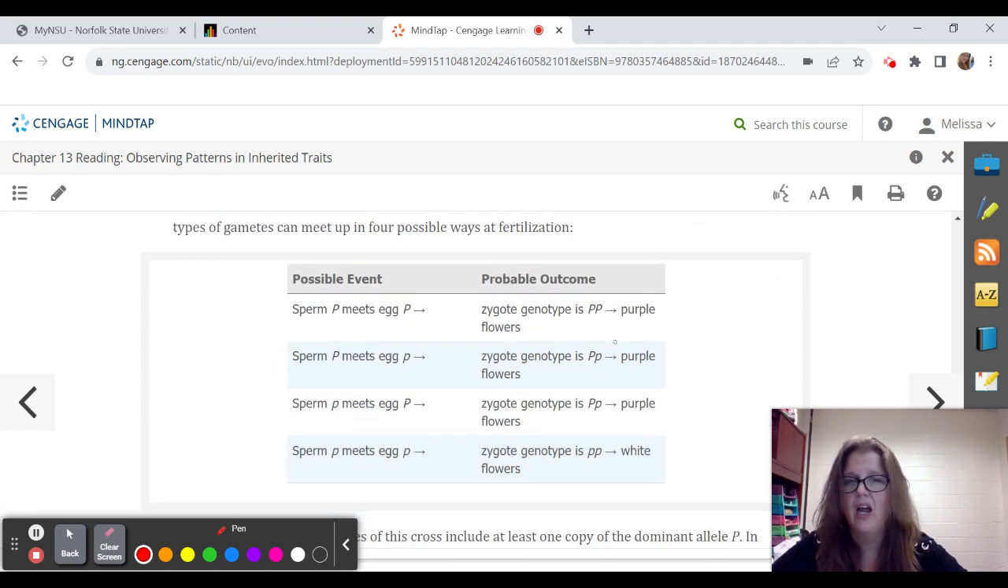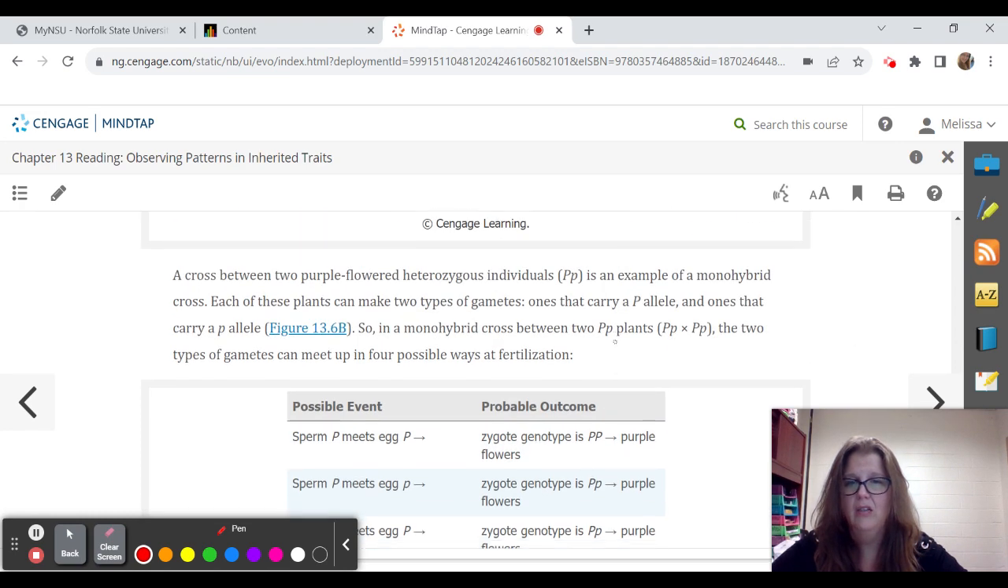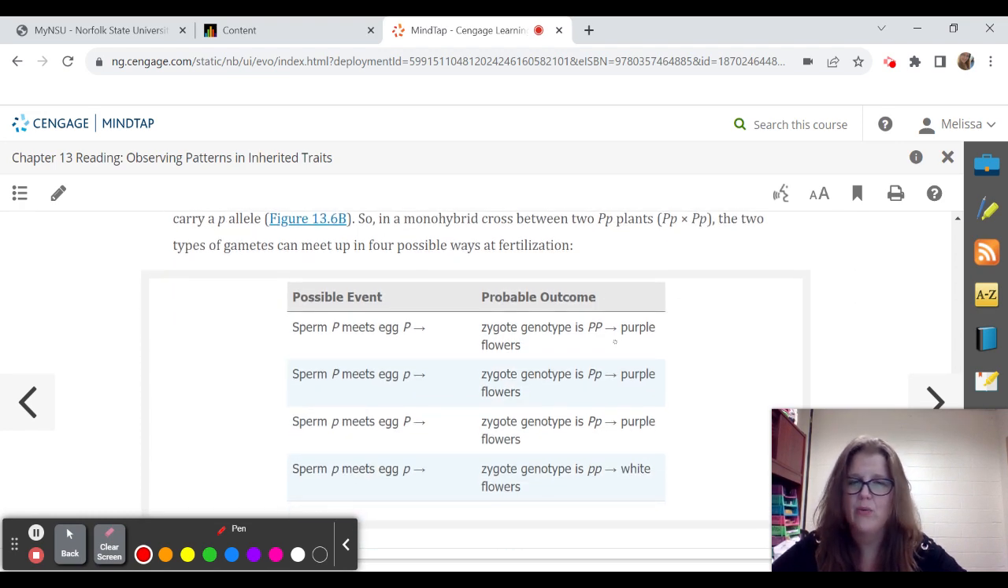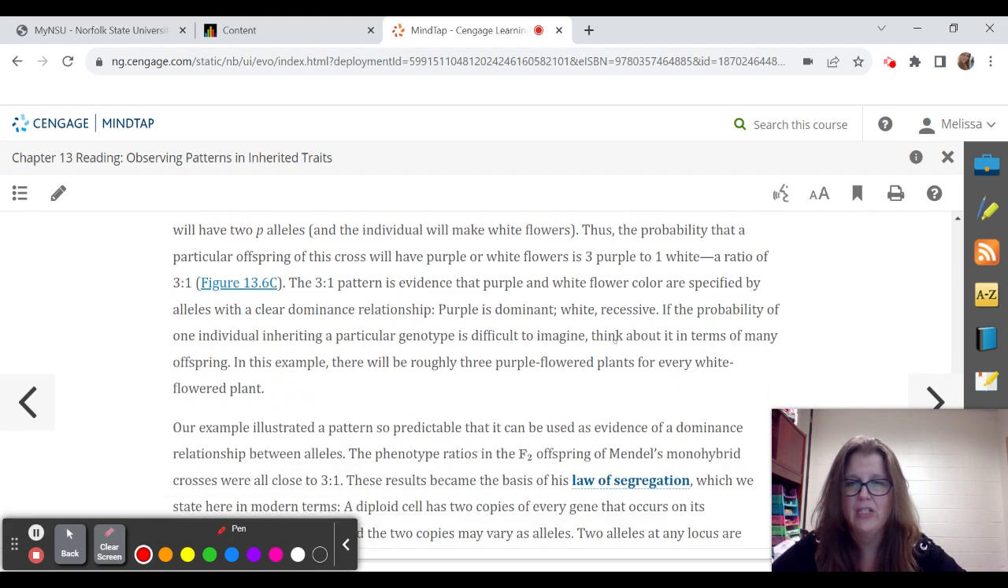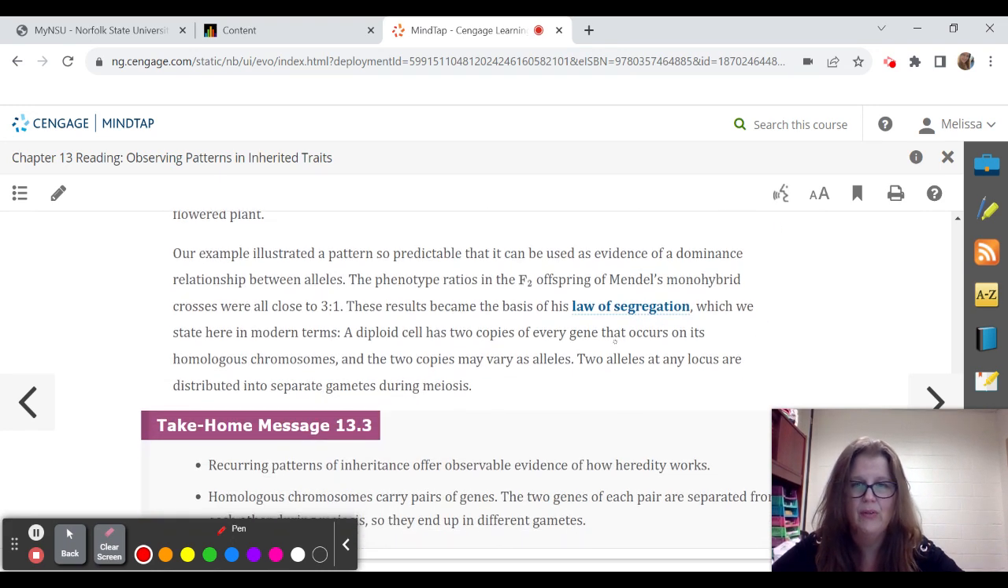And this is just talking about Punnett squares and how that works out. I mentioned this before. It's getting a little bit more into the Punnett squares. It's a great read if you need some help with it.